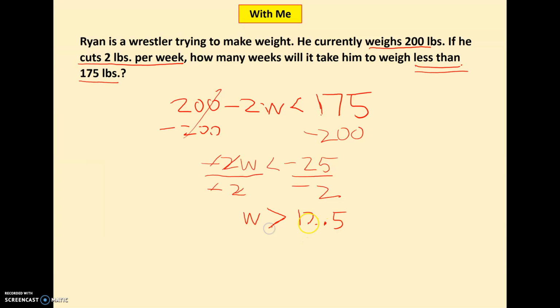So what this is actually saying is W is greater than 12.5. That means for weeks, you're looking at answering the context problem now. How many weeks will it take him to weigh less than 175? It'll take more than 12.5 weeks.